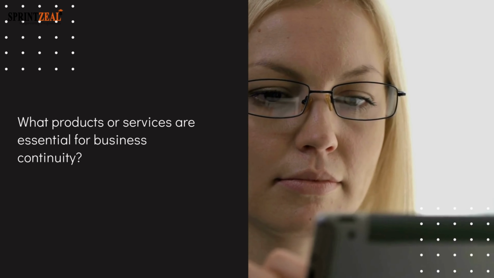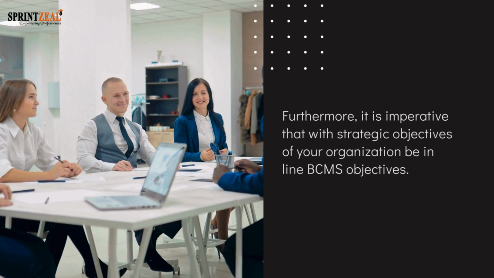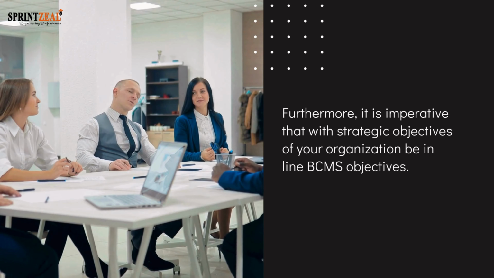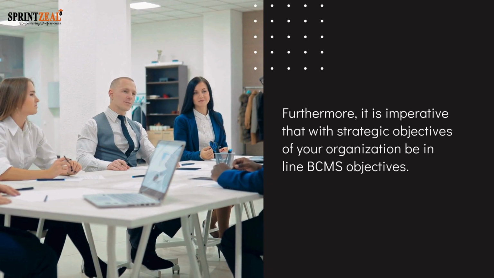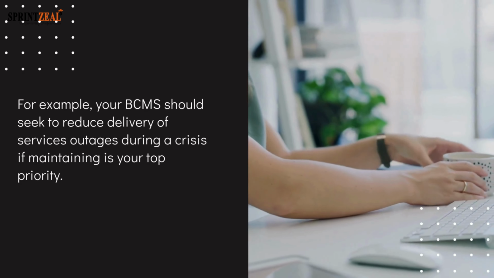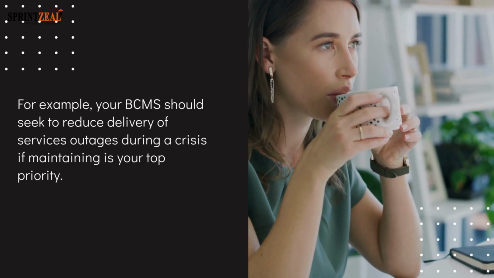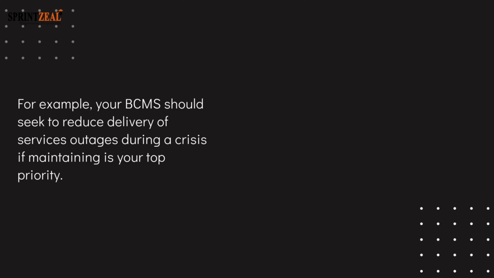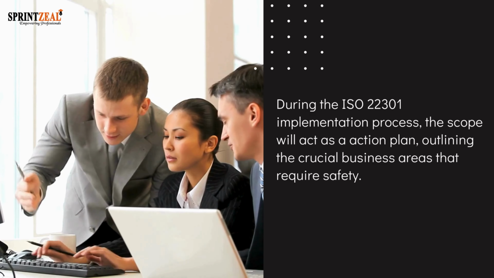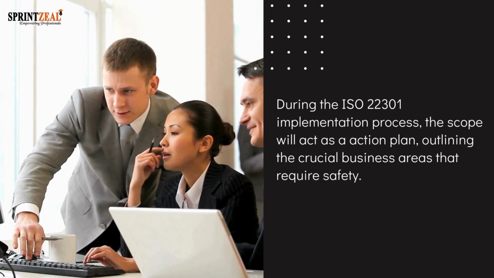What products or services are essential for business continuity? Furthermore, it is imperative that the BCMS objectives be in line with the strategic objectives of your organization. For example, your BCMS should seek to reduce service delivery outages during a crisis if maintaining them is your top priority. During the ISO 22301 implementation process, the scope will act as an action plan, outlining the crucial business areas that require safety.